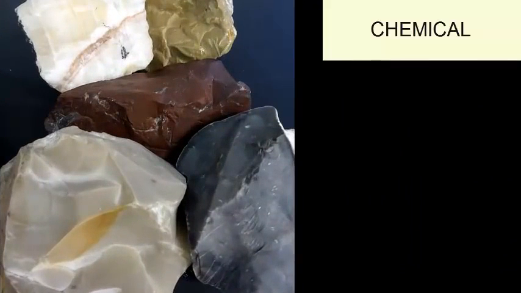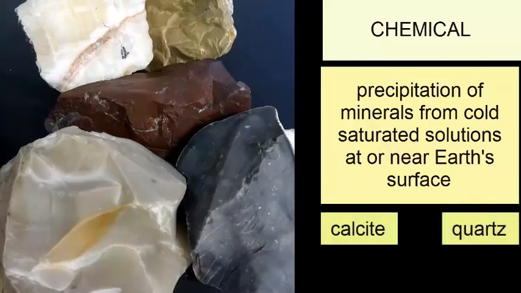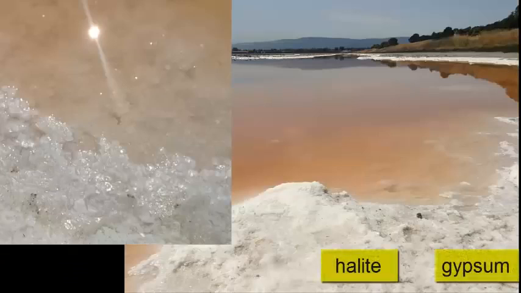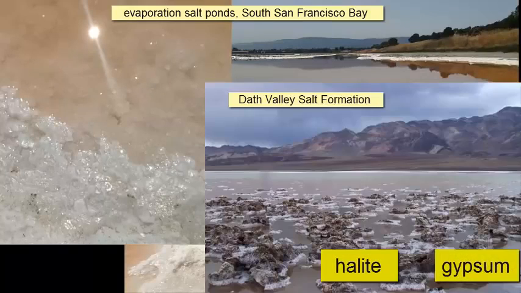What kind of minerals precipitate out of cold, supersaturated fluids at or near Earth's surface? Calcite and quartz. Add to that halite and gypsum, which precipitate when salt water evaporates, either in shallow coastal lagoons or ponds in warm, dry climates, or when salty lakes evaporate in the desert.